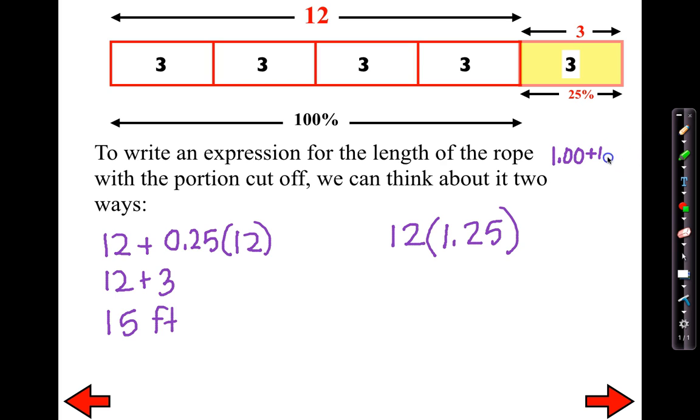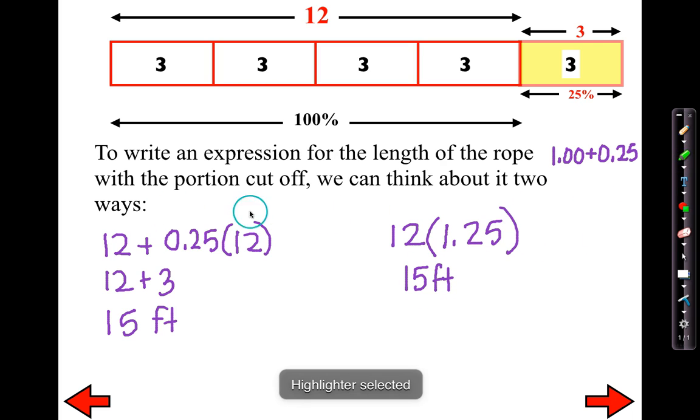I would take the 25%, which would be expressed as 25 hundredths, add those together, I would get 1 and 25 hundredths. This allows me to understand that it's 125% of Larry's rope, which is 12. And guess what? This would also leave me with the answer of 15.